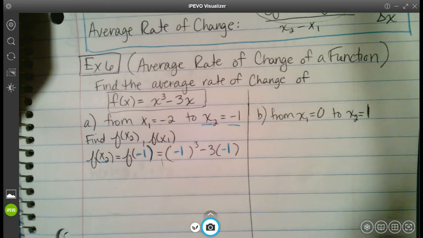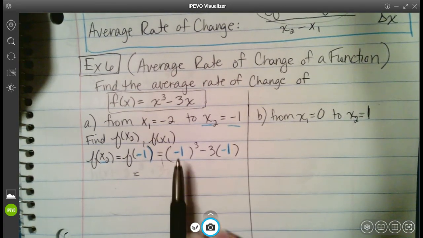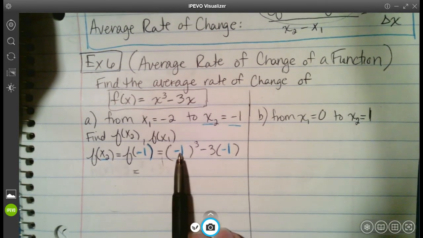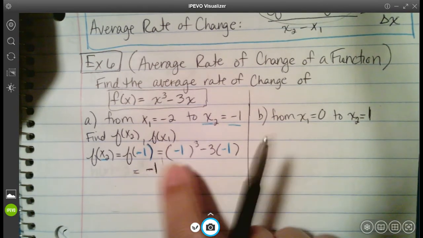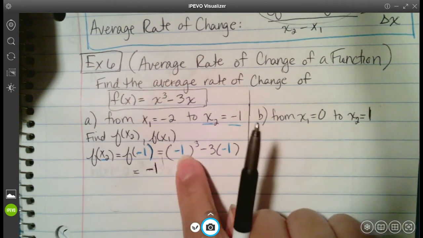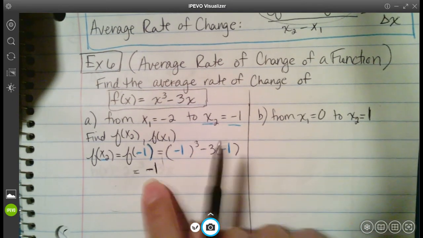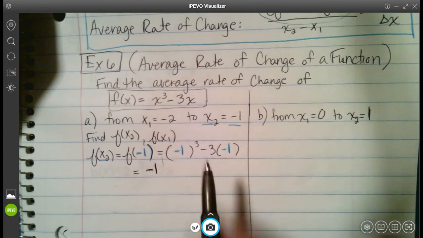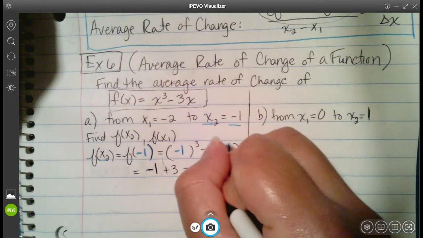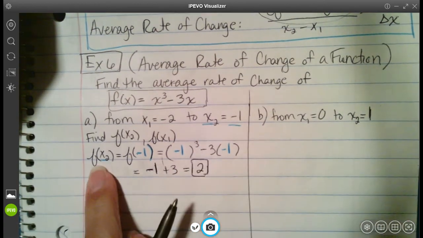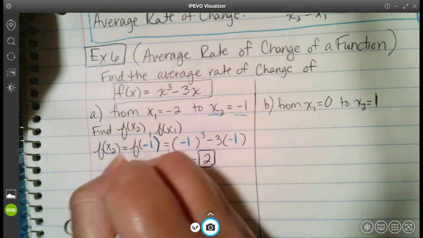So if we evaluate this, negative 1 to the third power is negative 1 times negative 1 times negative 1. So you have three negatives, so it's going to come out as a negative. In general, negative numbers raised to an odd number exponent are going to be negative. Negative times a negative is positive, so plus 3. So negative 1 plus 3 is equal to 2. So f of x2 is equal to 2. Okay, now we're going to find f of x1.